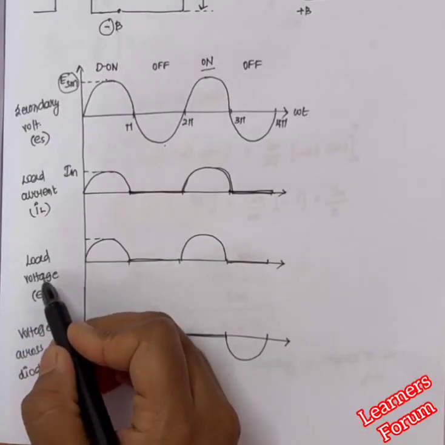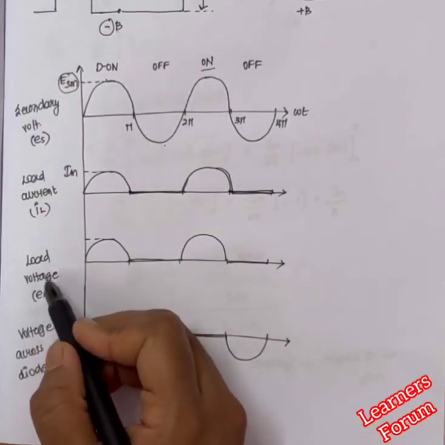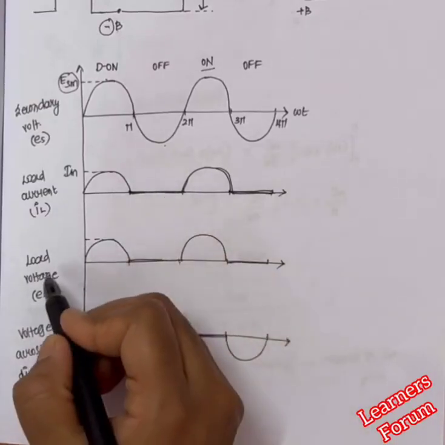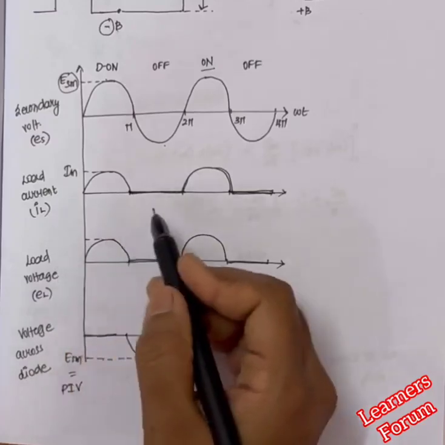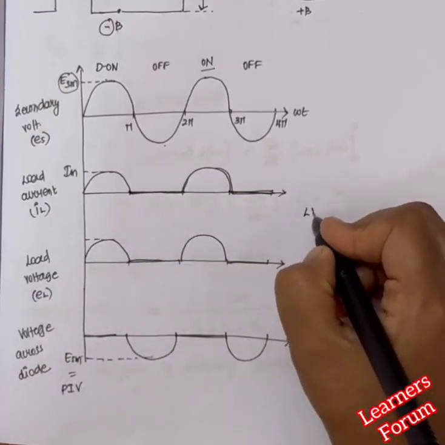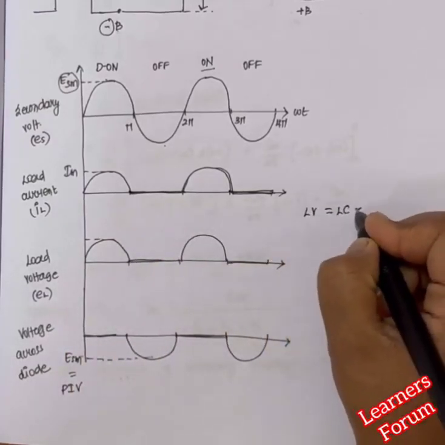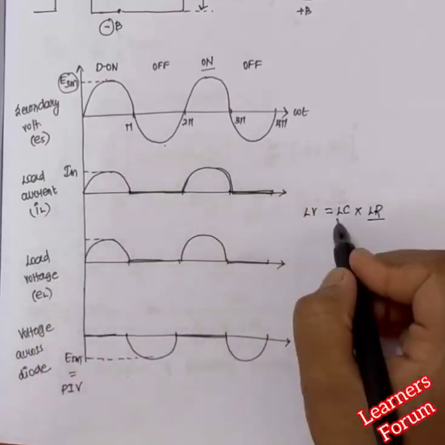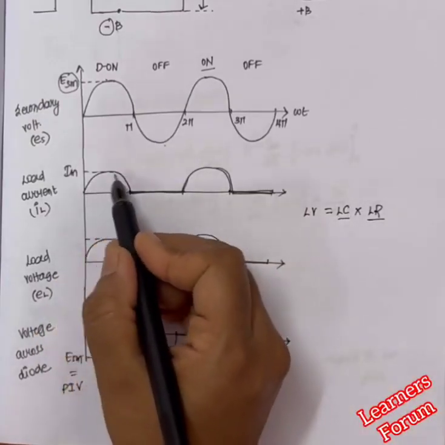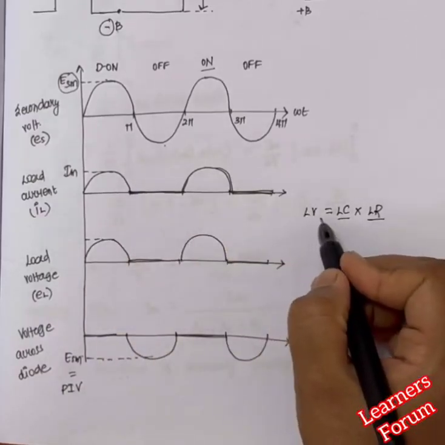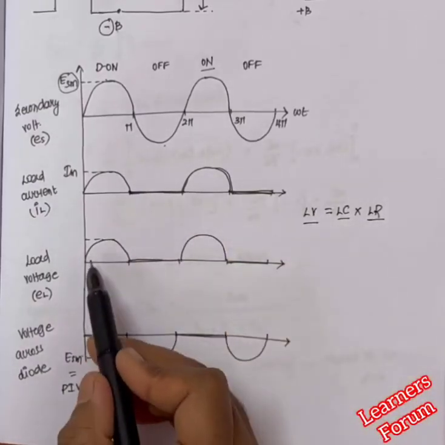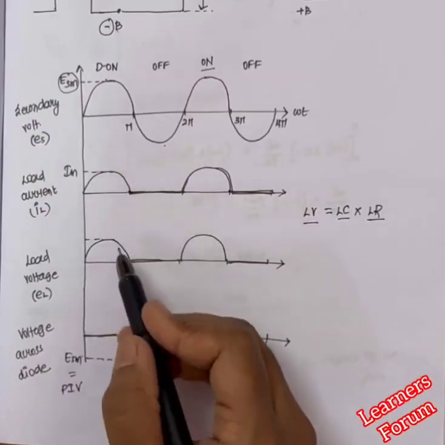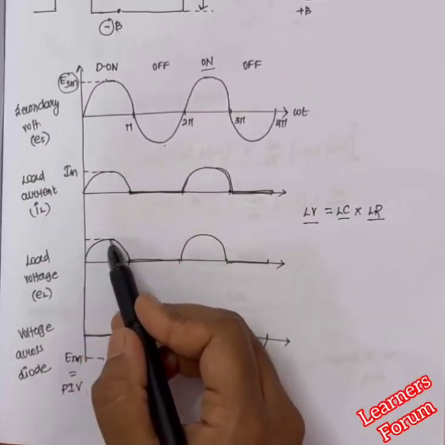Next is load voltage. When we calculate the voltage across the load, it will be similar to the condition of load current. So we can use the equation directly instead, which is nothing but load voltage equal to load current into load resistance. We know the value of resistance and we know the value of load current also. So whenever we have the value of load current, we have the value of load voltage also. So again it is represented with the same waveform. Here we have a maximum value of Im, and here we will have the corresponding value in terms of voltage.